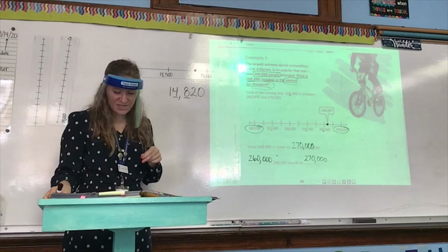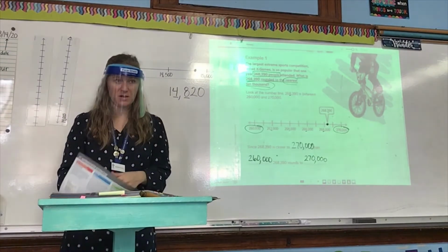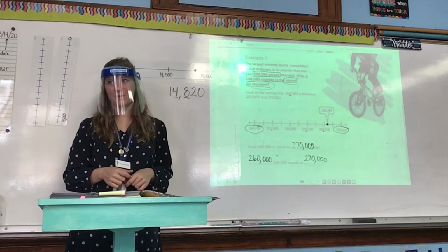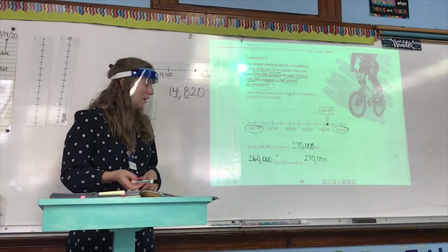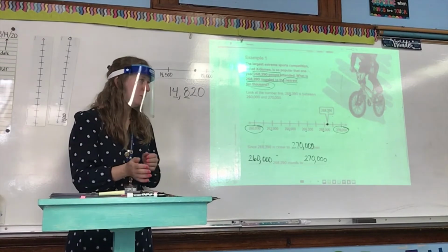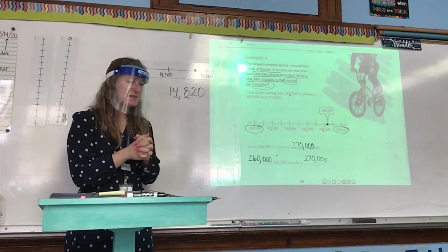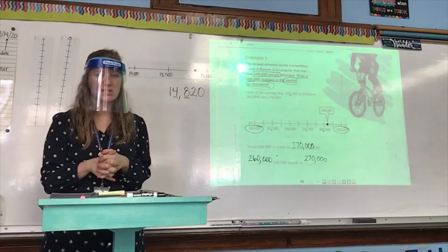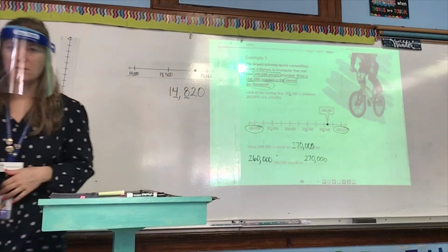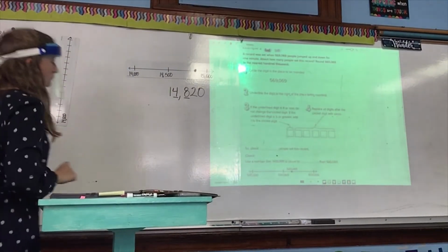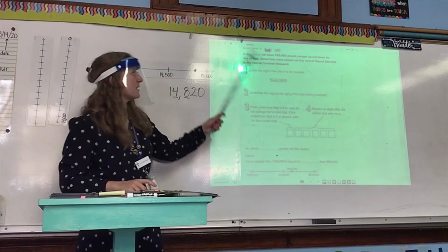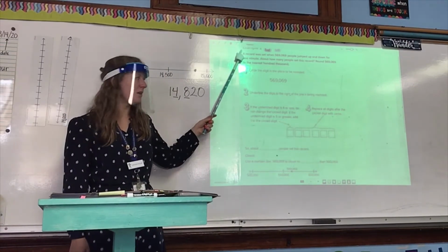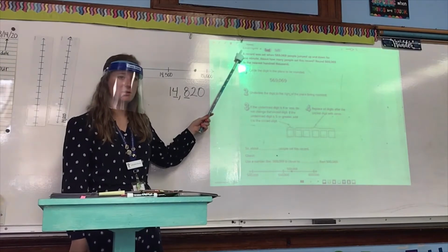So does everybody understand how to find it on a number line? Well, cool, because now we're not using number lines anymore. Okay, helper number 1, sanitize, erase, sanitize. Everybody else, go ahead and turn the page and put your finger or pencil on example 2. When I see everybody's finger or pencil on example 2, I will continue.